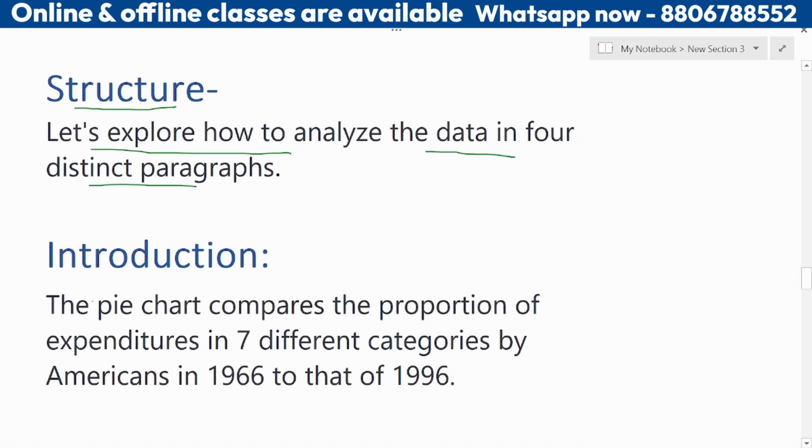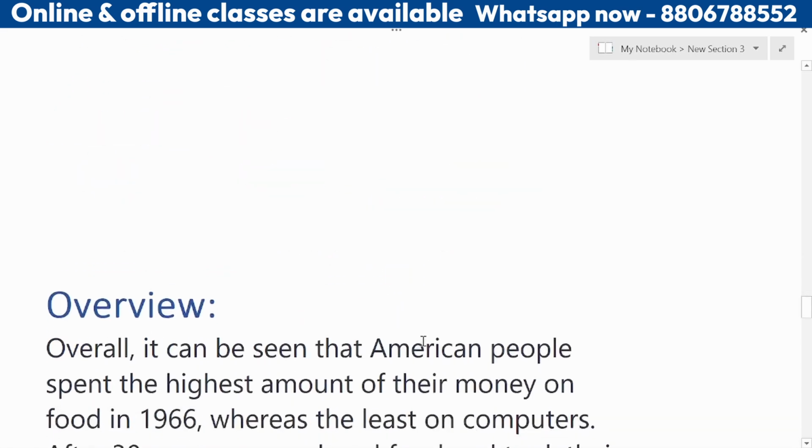Yes, so as per the earlier videos as well, which we had seen in relation to line graph and bar graph, now this is in relation to a pie chart, and we will see how we would write an introduction. So the first part, which is the introduction, consists of paragraph 1 in your task 1. So let us see how we would go about it. Yes, so the pie chart compares the proportion of expenditures in 7 different categories by Americans in 1966 to that of 1996. Yes, so this will be your introduction.